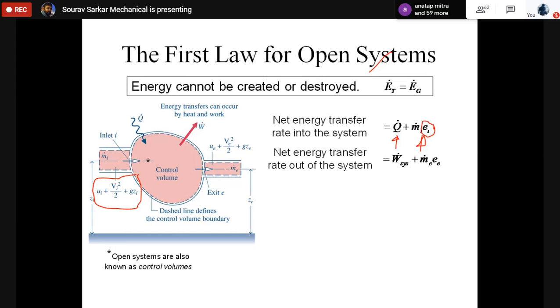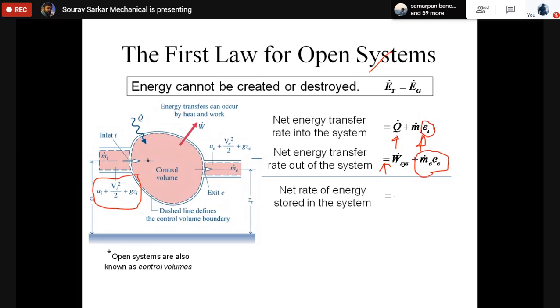So net energy transfer out of the system. Whenever the system is performing work, it is losing some amount of energy. So this is the energy out of the system, and this is the energy which is going out of the system with the moving stream that leaves the system. So if I go for energy balance, simply subtraction of this. So that is basically the rate of change of energy of the system.